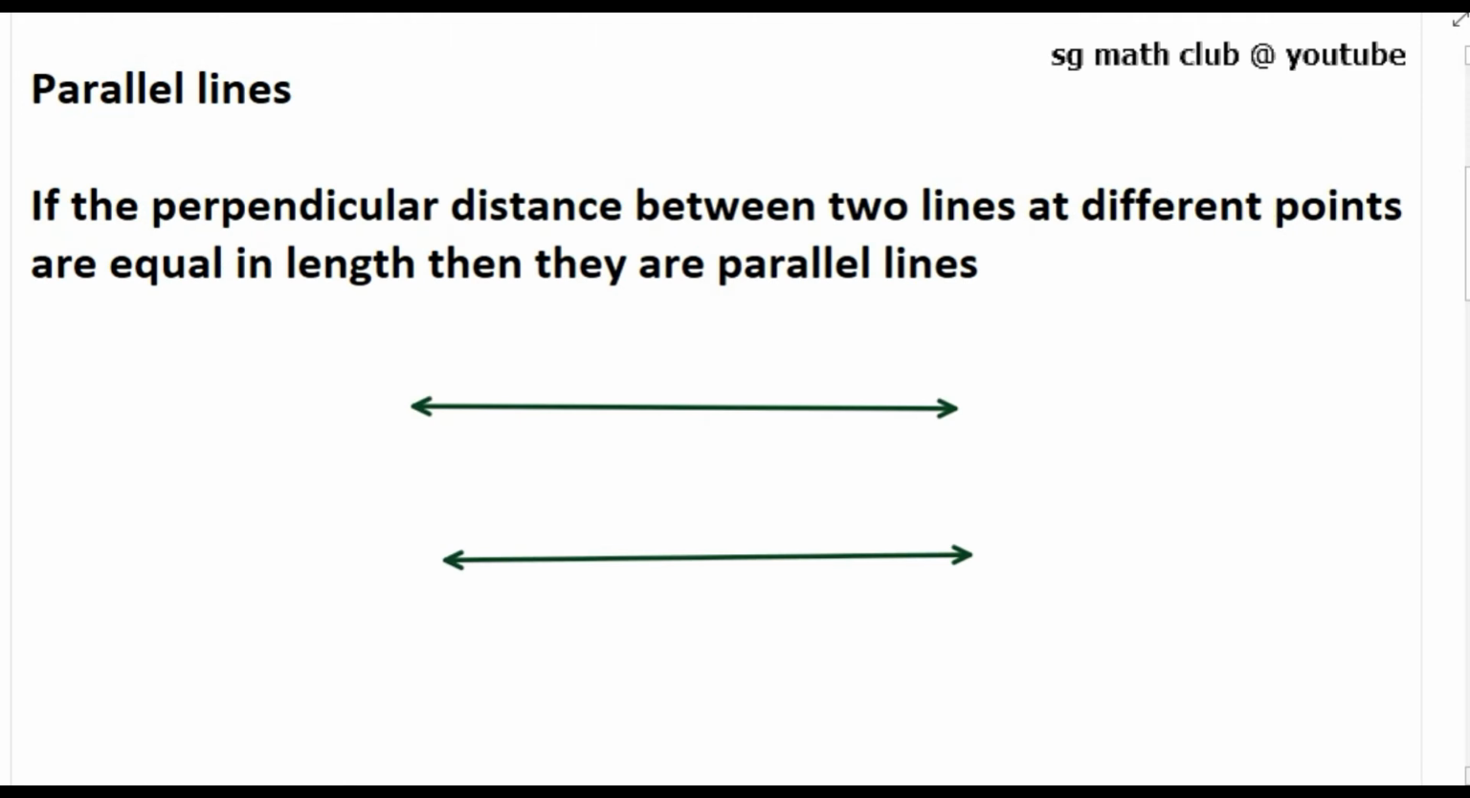Now next is parallel lines. If the perpendicular distance between two lines at different points is equal in length, then they are parallel lines. If you measure the perpendicular distance at any point, suppose this is 4 centimeters, and if it is constant, the same at every point, and I name these lines L and M, then we can say that the lines L and M are parallel to each other. So if the perpendicular distance between two lines is the same, then they are parallel lines.